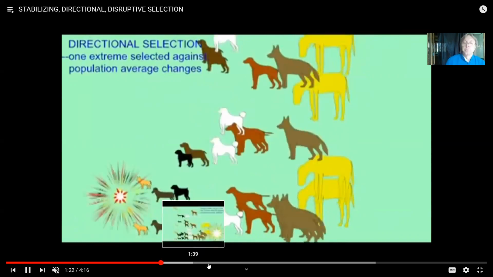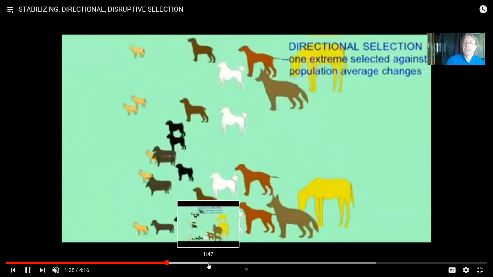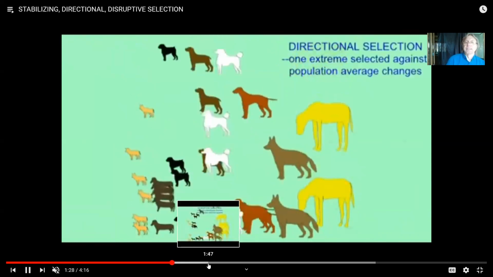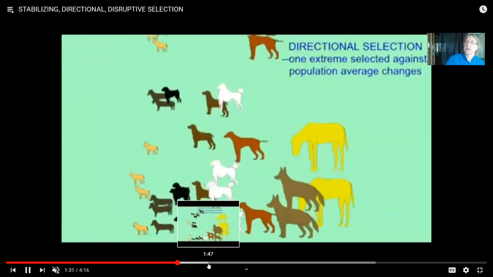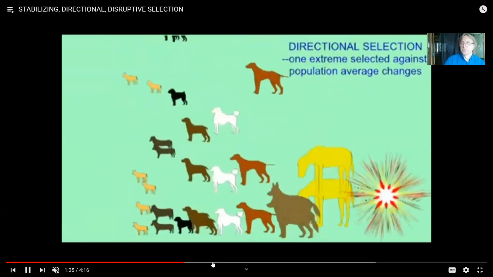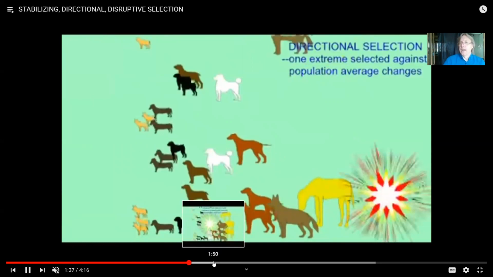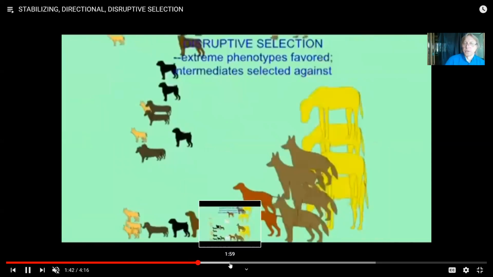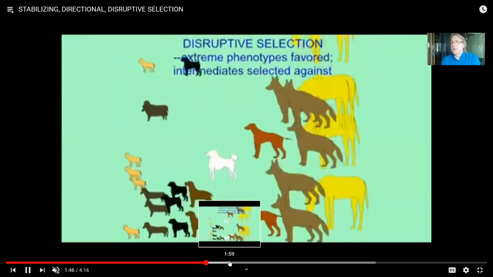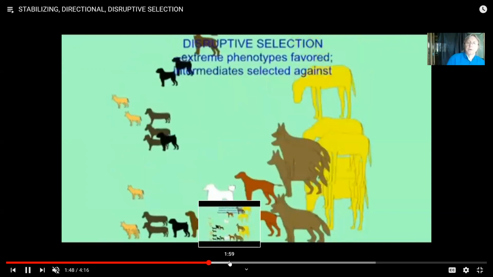The opposite could be true if small dogs were the ones who had the easiest time finding food. In that scenario, there would be directional selection in that the smallest dogs are the most successful and becoming more and more common in future populations. So directional selection will nudge the population in one direction or the other.